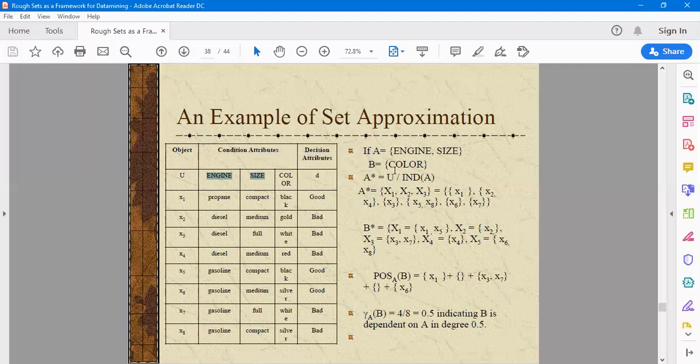Now if you just have a look at how it is calculated, it's easily given here. You can take a notebook and pen and start scribbling it, do an exhaustive search on the calculations. But ultimately 4/8, 0.5. That means color is partially independent. What is the degree? 0.5. That means 50% it is dependent.